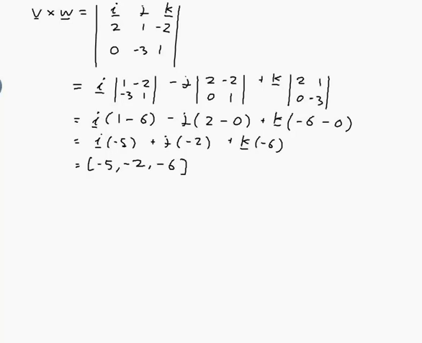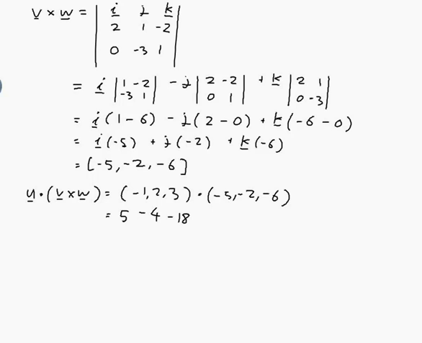Okay, so I wanted to do u dot this vector, so u dot v cross w. Well, u is (-1, 2, 3), and v cross w is (-5, -2, -6). So I get -1 times -5, which is 5, 2 times -2, which is -4, and 3 times -6, which is -18. So I get -17. Alright, let's do the next one.